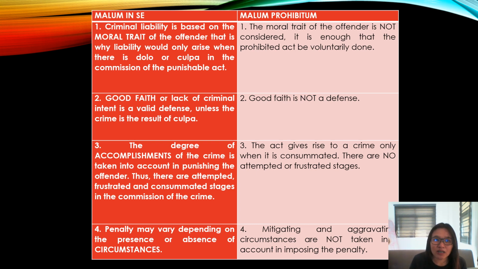Next, sa malum in se ulit tayo, penalty may vary depending on the presence or absence of circumstances. Okay? Sa malum prohibitum naman, mitigating and aggravating circumstances are not taken into account in imposing the penalty. Circumstances is yung tinatawag na mitigating and aggravating circumstances. Pero meron pa tayong iba't ibang circumstances, guys. Okay, matatalakay nyo yan sa law 1 ninyo. Okay, yung tinatawag nating circumstances.